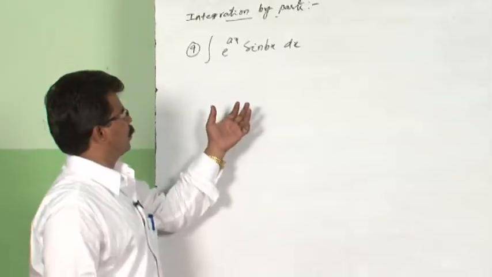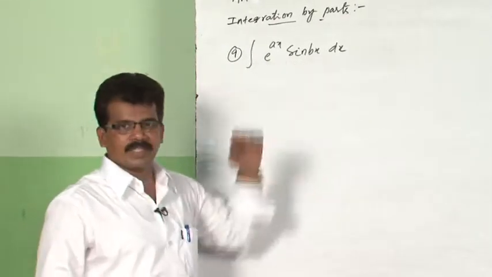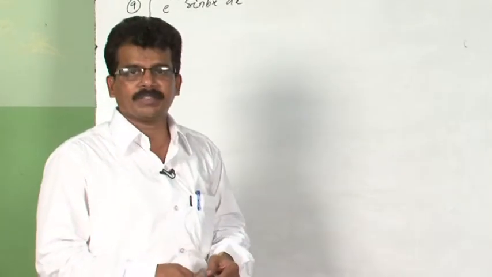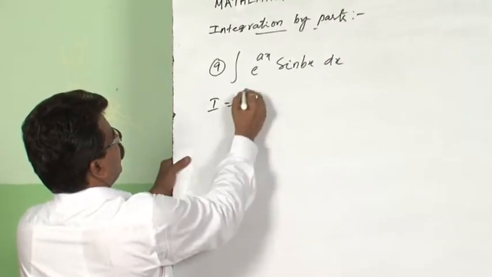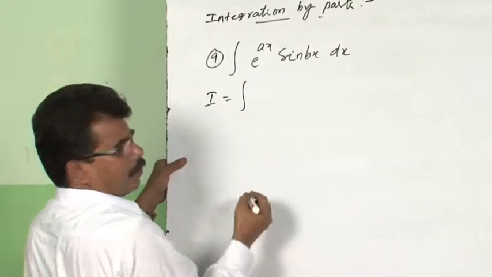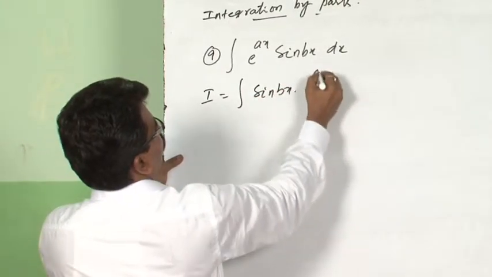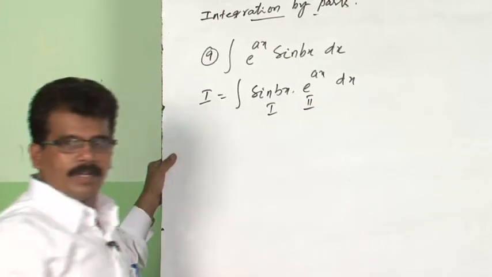One very important question: the integrand is of the form e power ax sin bx dx. In some functions, the repetition of integrations will take place. Therefore, we take integration I is equal to integral, and here we will follow the ILATE rule, sin bx into e power ax dx. That is, this is the first function, this is the second function.